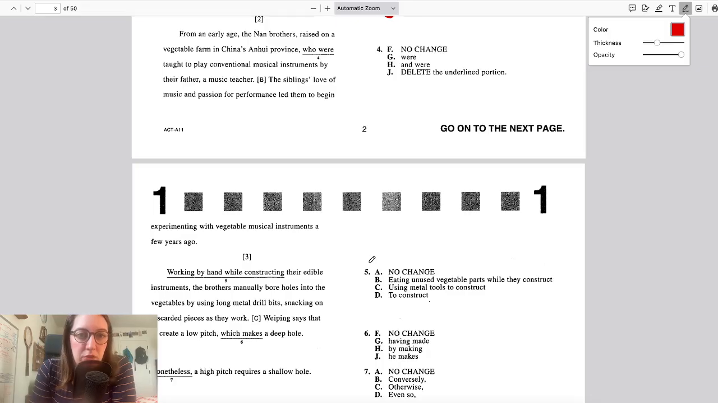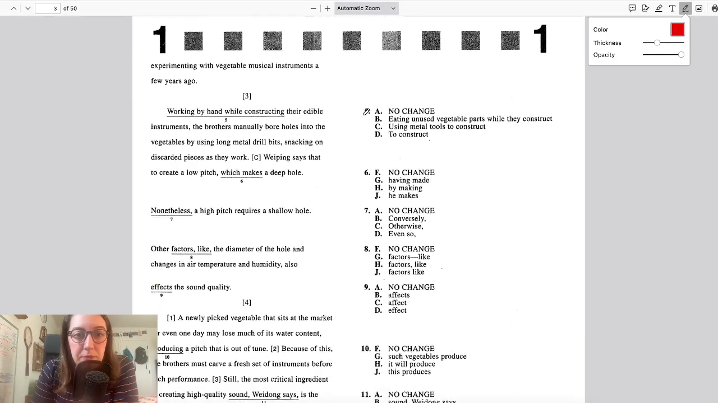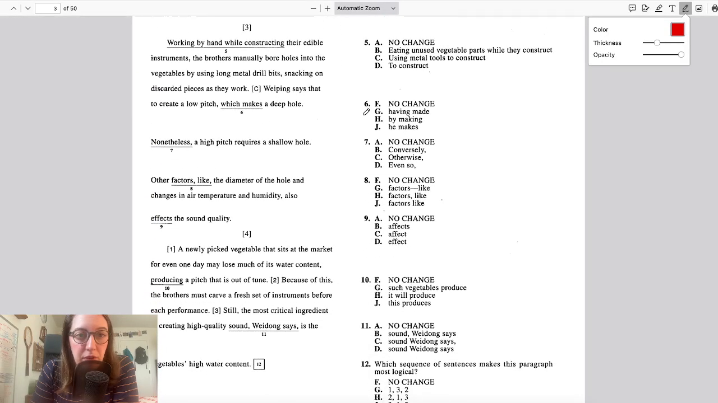All right. From an early age, the Nan brothers, who were raised on a vegetable farm in China's Anhui province, who were taught... Okay, so the subject is the brothers. So this one we can just say were taught. This is G. Alrighty. Number 5.